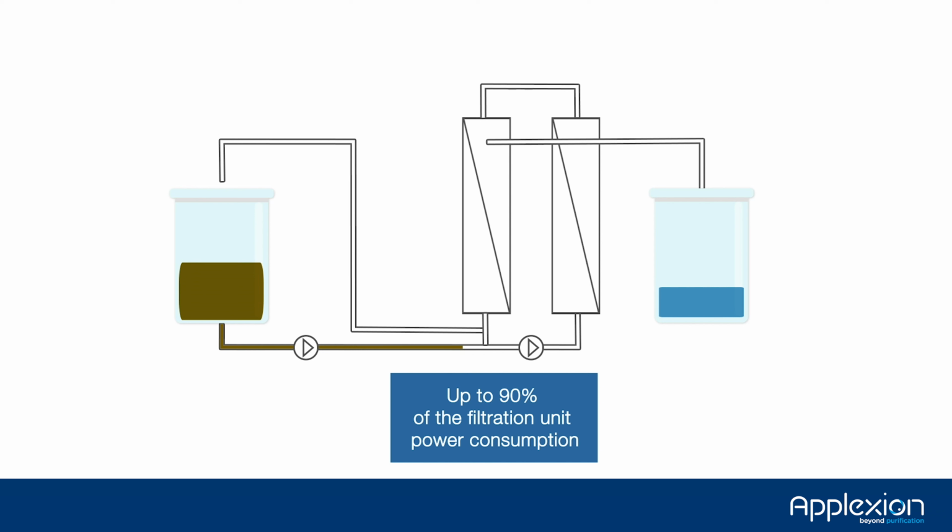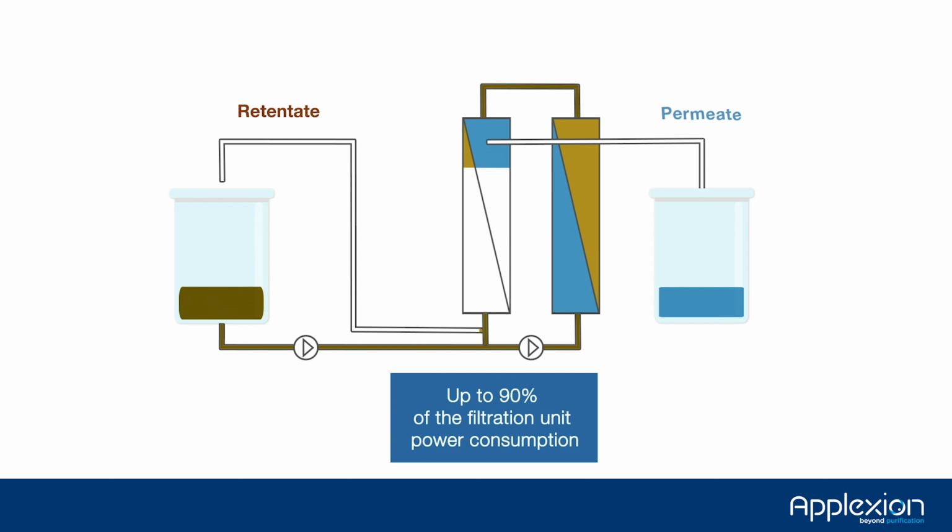Another important factor is that this circulation flow is significantly high. It often accounts for up to 90% of the power consumption of the filtration unit. Feed and CIP pumps account for the remaining 10%. Therefore, it is definitely worth optimizing the circulation flow rate.